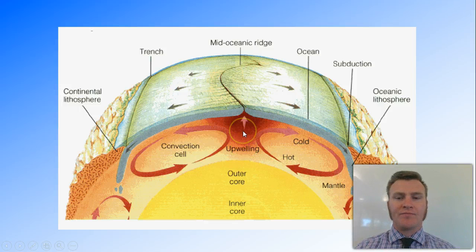We've already talked about the density of the plates, and you can see that the oceanic plate here, and here we've got another convection cell with a continental plate, are crashing into each other. The oceanic plate, being more dense, is going to sink under the continental plate. We'll talk in another video about what that means for the surface of the Earth.